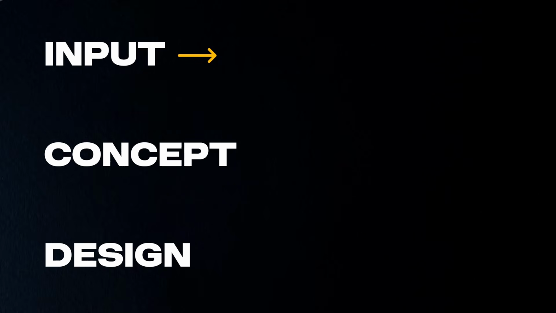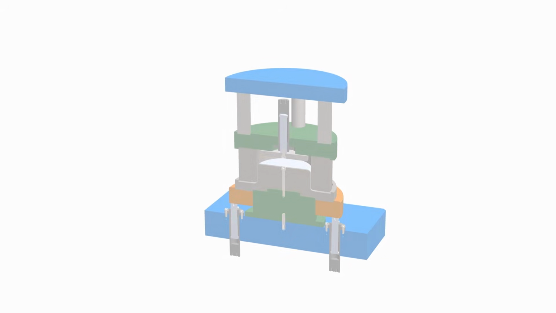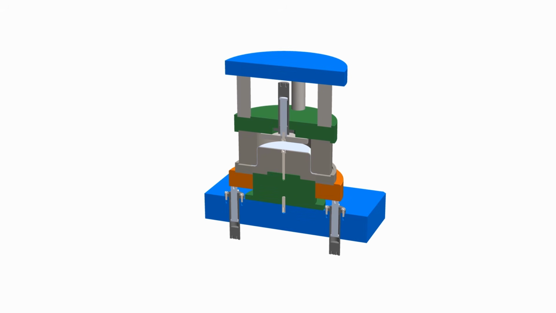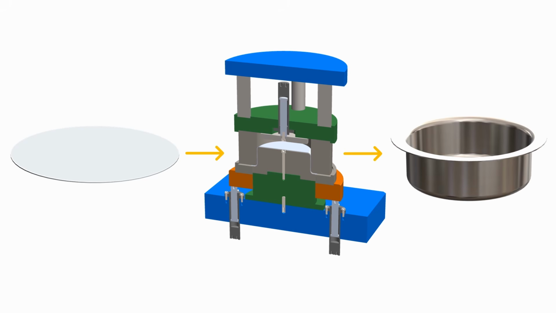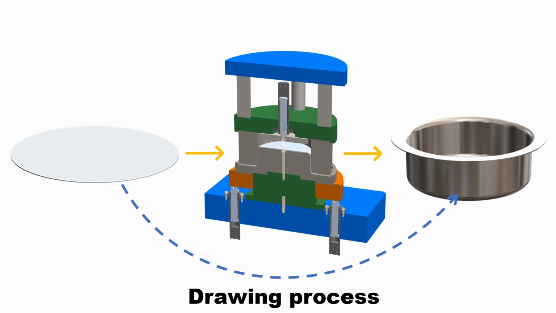So the first step of designing any machine or any tool is to gather all the necessary input information and required data. And the key input information we need is the primary function of the machine or the tool. In this case, as I mentioned earlier, we need to design a tool that will transform a flat circular sheet into a cylindrical container with a flange. And the process of shaping a flat sheet into a desired 3D shape is called the drawing process.